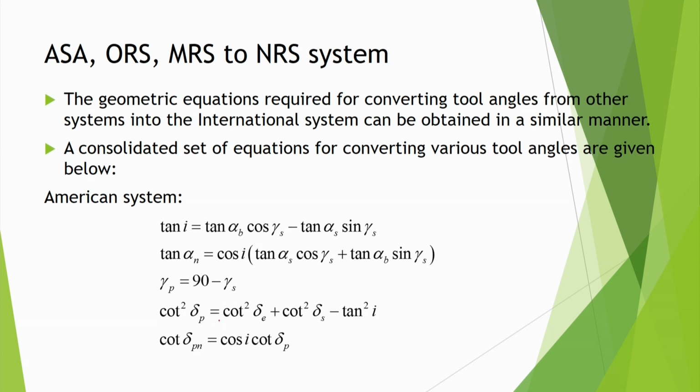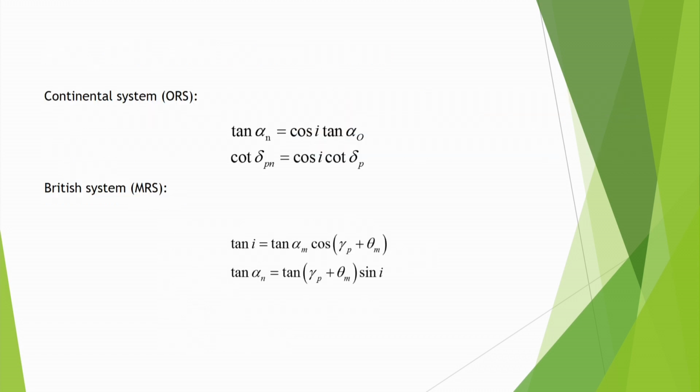cot square delta p is equal to cot square delta e plus cot square delta s minus tan square I, and this is cot delta p n is equal to cos I cot delta P like this. These are the relations, and in continental system tan alpha n is equal to cos I tan alpha 0, and similarly cot delta Pn is equal to cos I into cot delta P. Delta Pn, delta P is the clearance relief angle here, and this is the corresponding relief in the normal system.